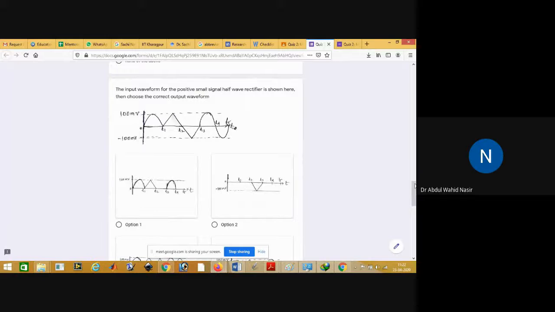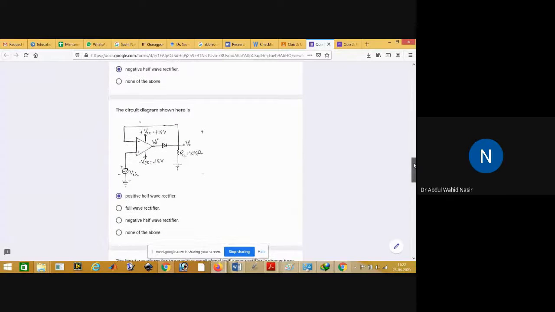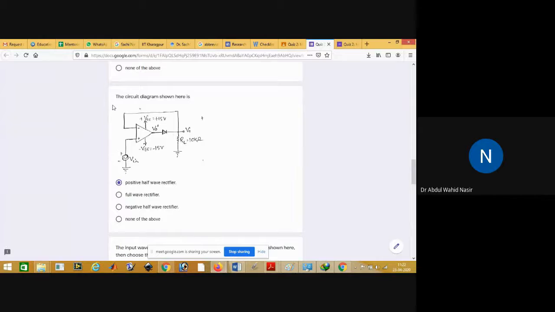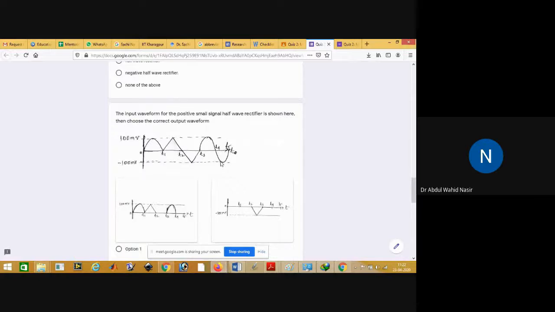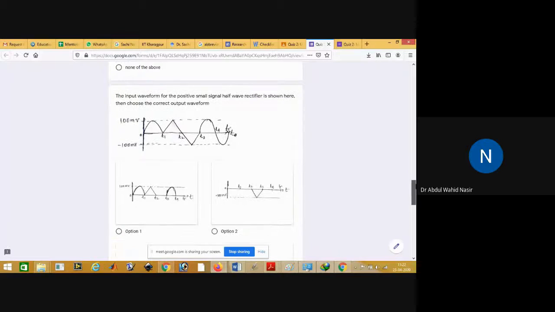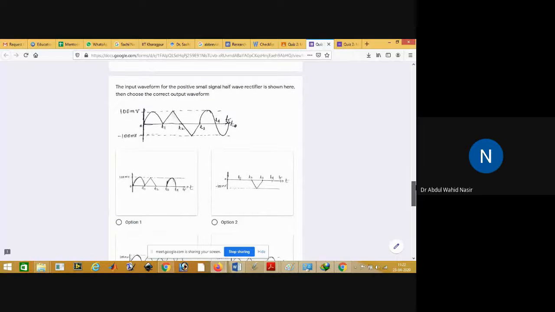The input waveform for the positive small signal half wave rectifier is shown here. Then choose the correct output waveform. So this is the input waveform that you are giving to the positive small signal half wave rectifier. Already you have seen that this circuit represents the positive half wave rectifier, and this is the input you are giving. So if you have V in like this, then what will be the waveform at the output? What will be the V out?